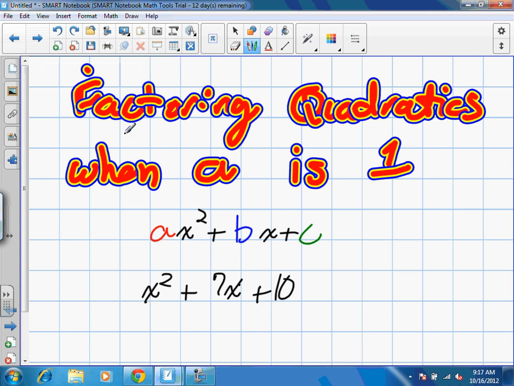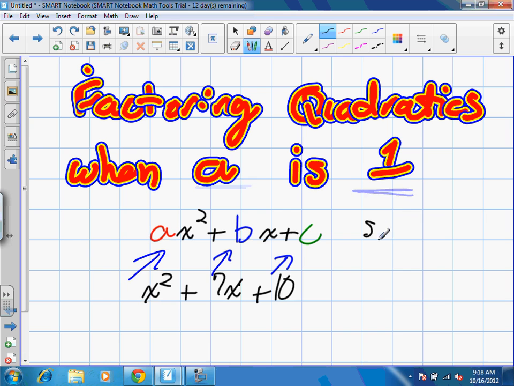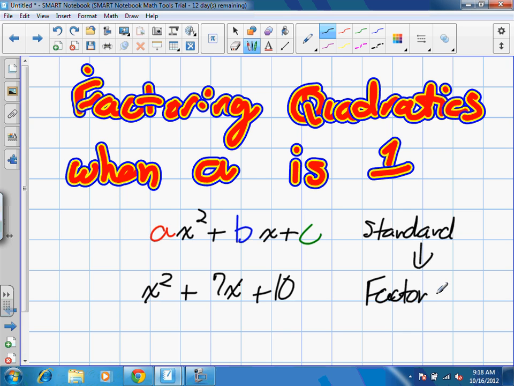Okay, so we're going to go through factoring quadratics, and when we talk about when a is 1, we're usually talking about, again, this is our standard form, if you guys remember. This is our standard. And the reason we factor is to go from standard to factored form. Okay, trying to get it into factored form.